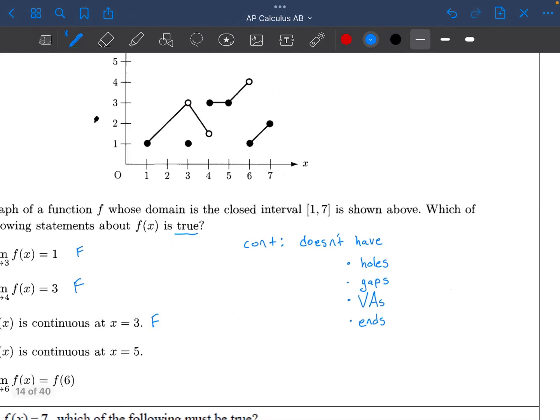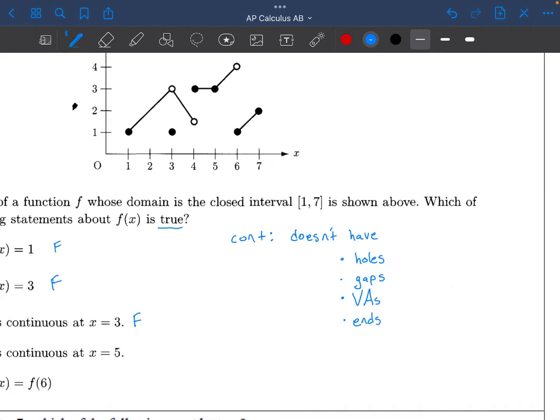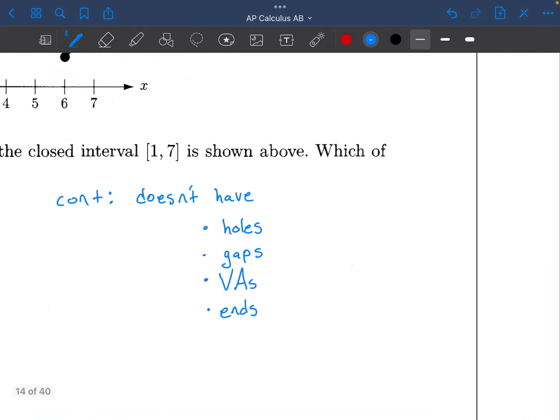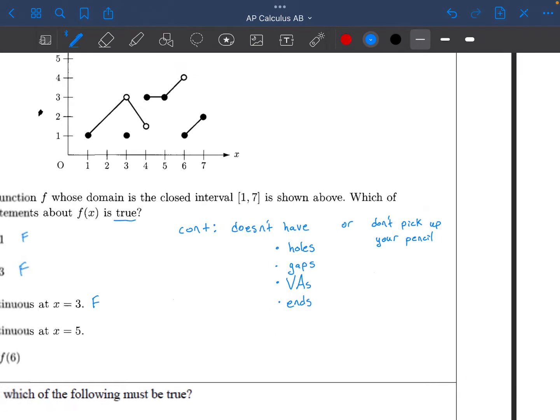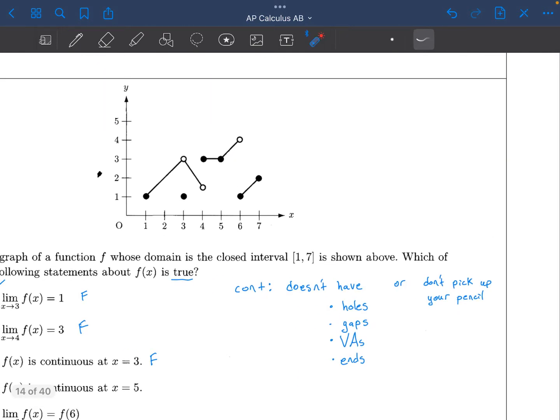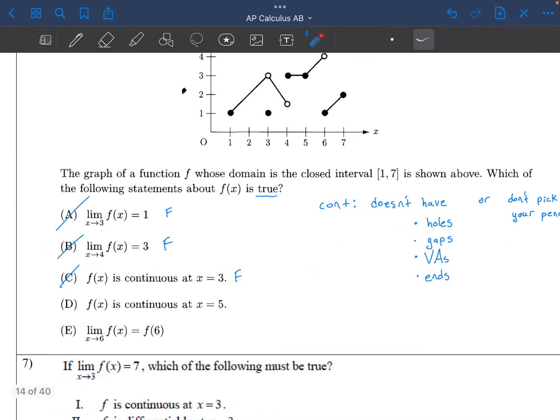Remember that we have an easier definition of continuity, and I'll write that down for us as well. I'll say, don't pick up your pencil. If you don't pick up your pencil, then you're continuous. And look, if we had to go over here, pick up my pencil, go here, and then pick up my pencil again and come back up here, so I had to pick up my pencil, therefore we're not continuous.